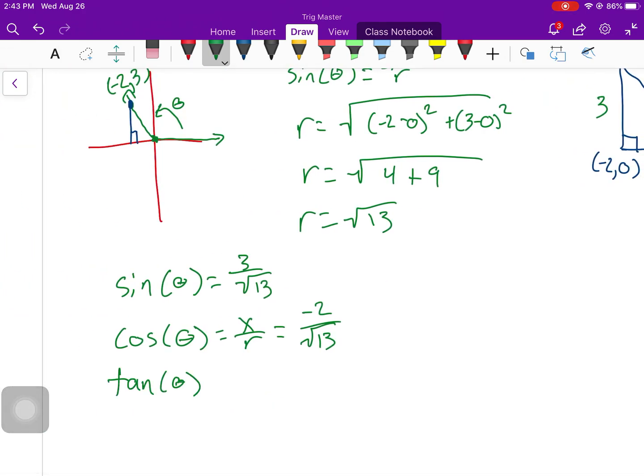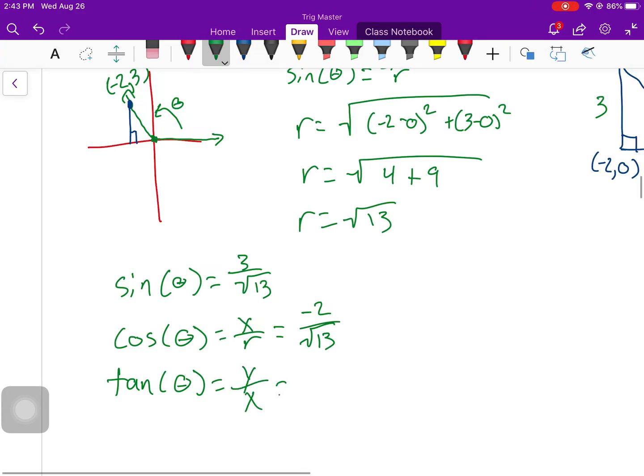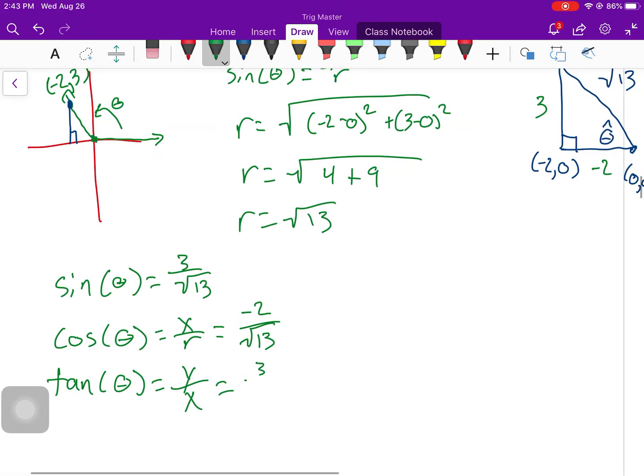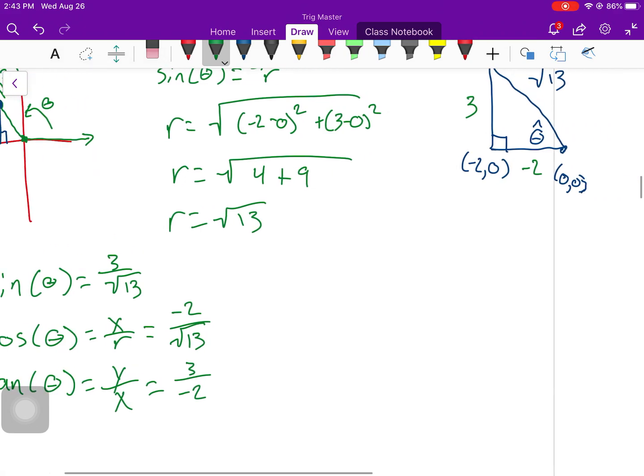Tangent of theta, that's a really bad theta. I'm going to redraw that one. Tangent of theta, that is just going to be y over x. Okay, y over x is 3 over negative 2. Opposite over adjacent is 3 over negative 2. They're the exact same thing. It's just another way of writing it.